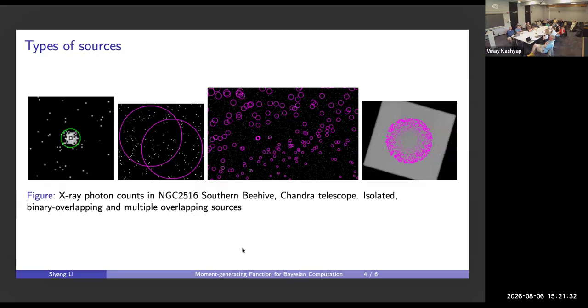Another thing to clarify is that those purple circles are optical locations superimposed on the X-ray data. The sum of these two segments is from one source, and the sum of these two is from the other source. But this is a mixture, right? So you get a linear combination.